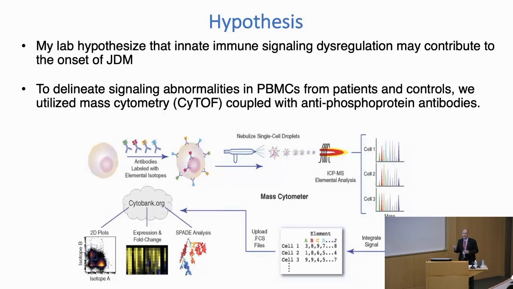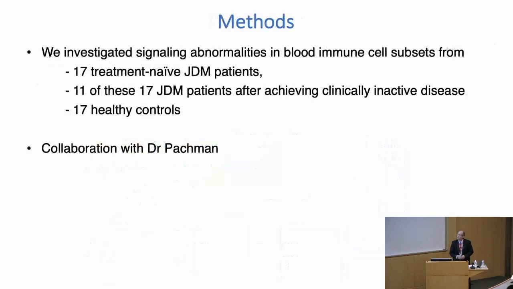In contrast, there is no spectral overlap with these heavy metals, and there's really no compensation. So you can use panels of 38 to 40 markers. So this is particularly valuable in small samples like blood samples from pediatric patients. So we investigated signaling abnormalities in a non-biased way, just broadly. Even though I'm interested in innate immune dysregulation, we just looked at signaling across 23 different immune subsets in 17 treatment-naive JDM patients, 11 of these 17 patients after achieving clinically inactive disease, and 17 healthy controls.